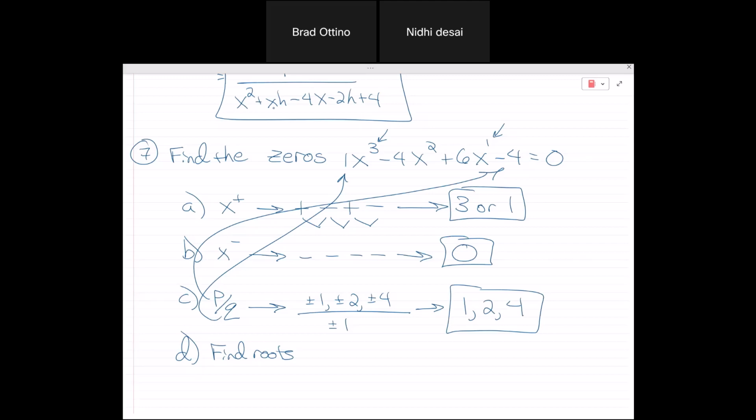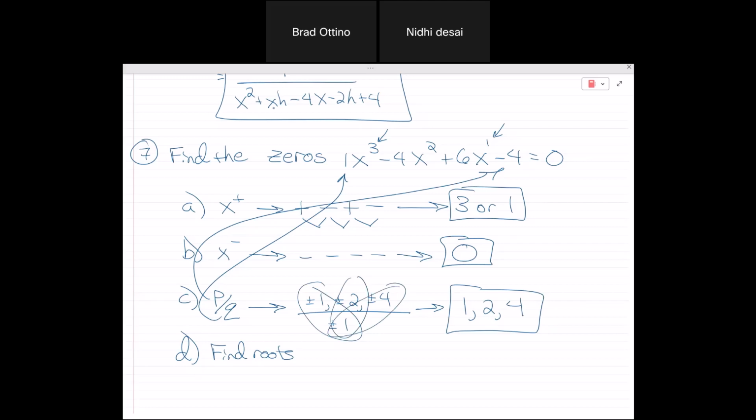So the question is, how do you find P and Q? P represents factors of the last number. So the last number here is 4. What are numbers that evenly go into 4? 1, 2, and 4. Q represents factors of the first number, which is 1. Factors of 1 would just be 1. So then you just write 1 over 1, 2 over 1, 4 over 1.